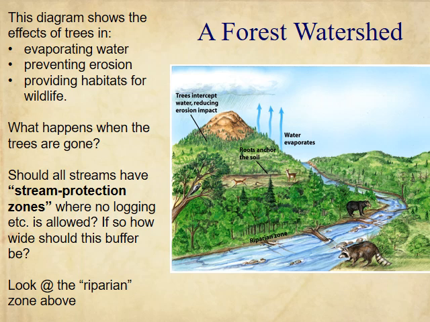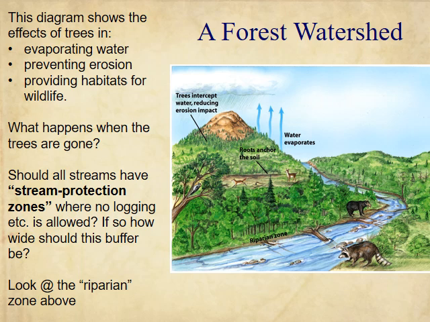A forest watershed shows the effects of trees in evaporating water, preventing erosion and providing habitats for wildlife. So we're talking about a lot of ecosystem services here. The roots will anchor the soil, the water evaporates to go into the atmosphere, the trees intercept the water, and you have these riparian zones, which are basically root areas that prevent erosion from happening.